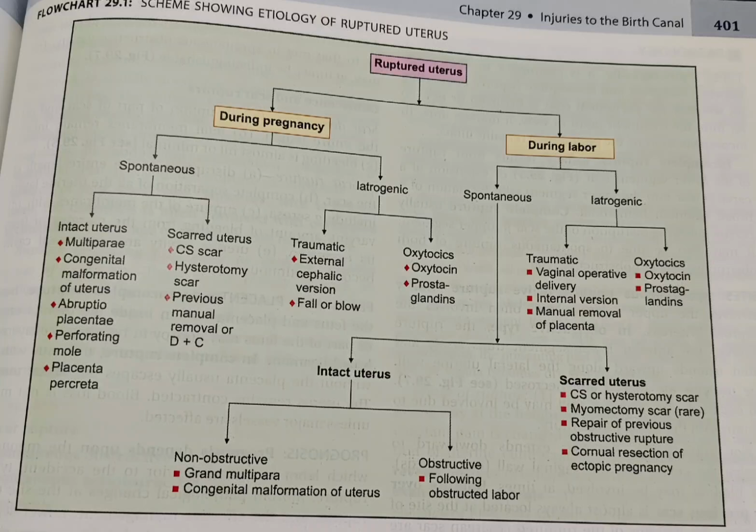The female will present with severe pain, maybe when contractions have stopped, there will be bleeding. She will be in shock. The fetus will be in distress. You can hear the bradycardia, and the differentials can be even abruptio and placenta previa. This is the clinical profile of the patient.